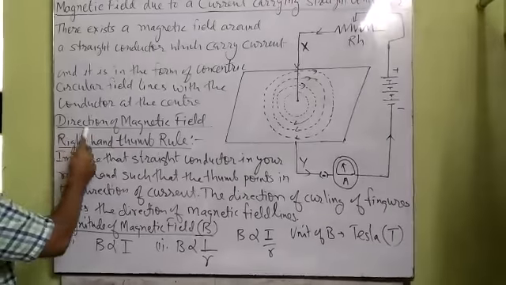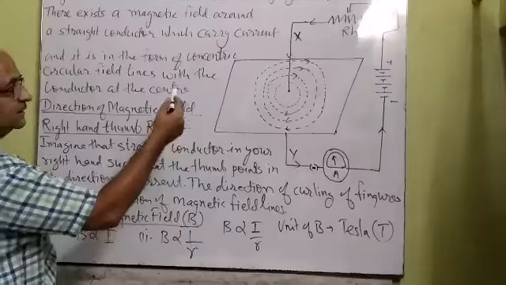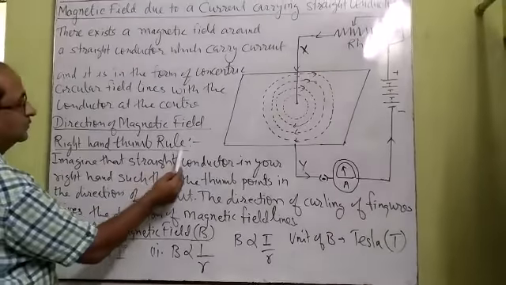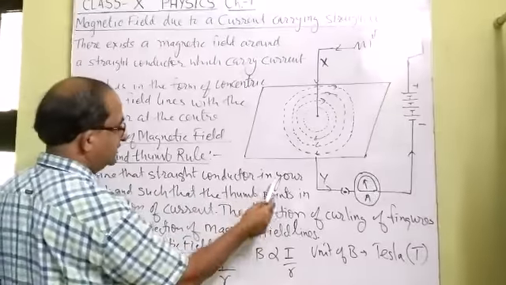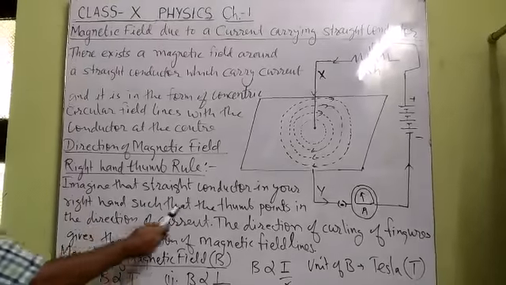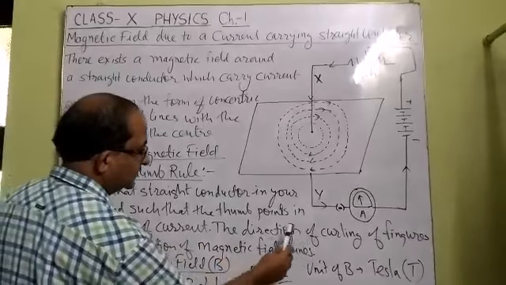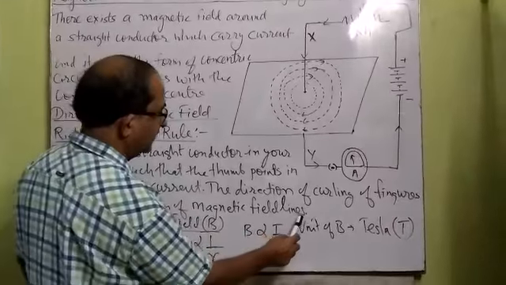Now the next is the direction of magnetic field lines. The direction of magnetic field lines around a straight conductor can be found with the help of the right hand thumb rule. According to the right hand thumb rule, imagine that a straight conductor is in your right hand in such a way that the thumb points in the direction of current, then the direction of curling of the fingers gives the direction of the magnetic field lines.